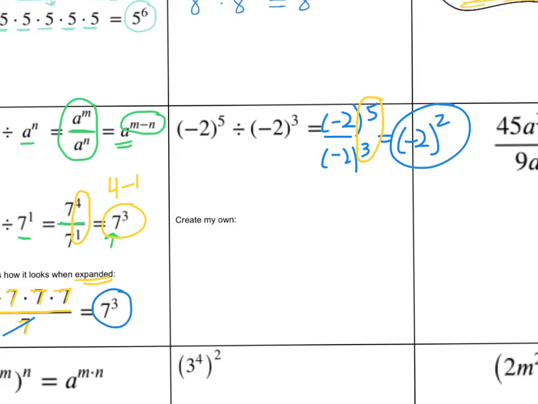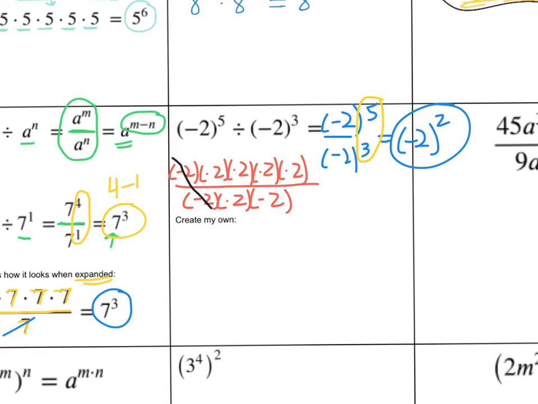So why does it work? If we were to expand it, -2 to the 5th power would look like this, and then -2 to the 3rd power would look like this. And then we could go through. Well, -2 divided by -2, that's 1. Again, -2 divided by -2 is 1, and again it's 1. And what are we left with? -2 to the 2nd power, which is what we got with the shortcut or with the rule: keep the base and subtract the exponents.